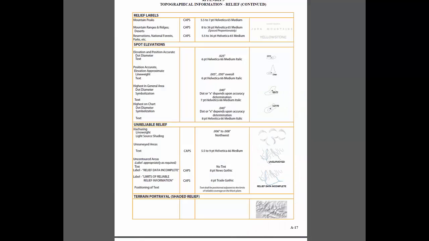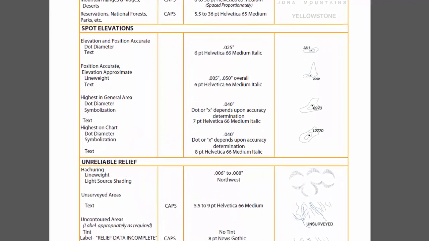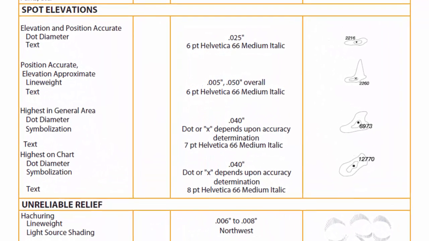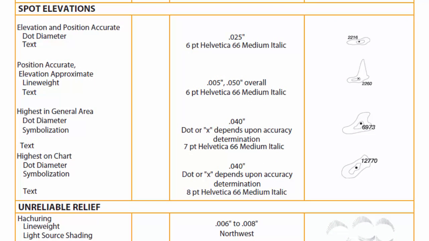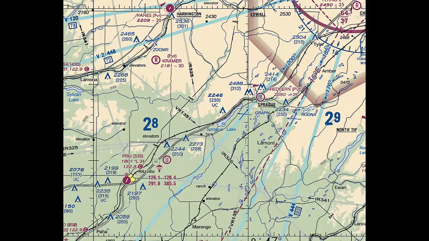For example, here on page A17, it gives us the details of how they show spot elevations. So if we look at the text and the dot size for elevations, if it's just a regular elevation, the dot size is 0.025 inches in diameter and it uses 6-point font. If it's the highest elevation in the general area, in this case the quadrant, the dot size is 0.040 inch and increases to a 7-point font. If it's highest in the entire chart, the dot size is still 0.040 inches, but the font size goes up to 8-point. So that's where my question came.